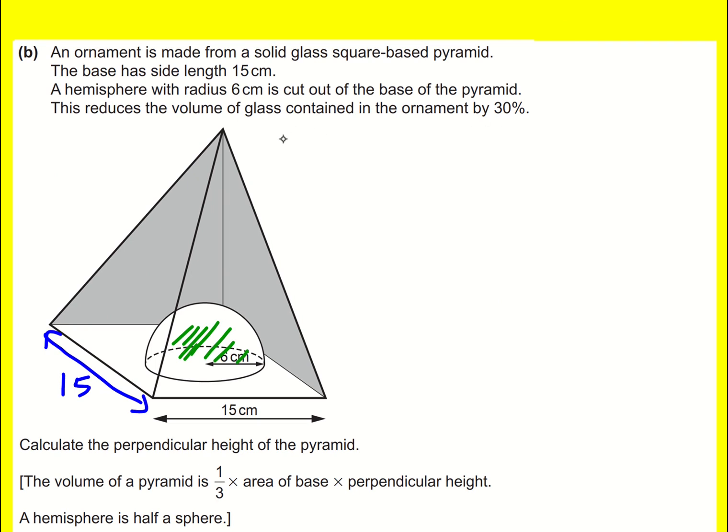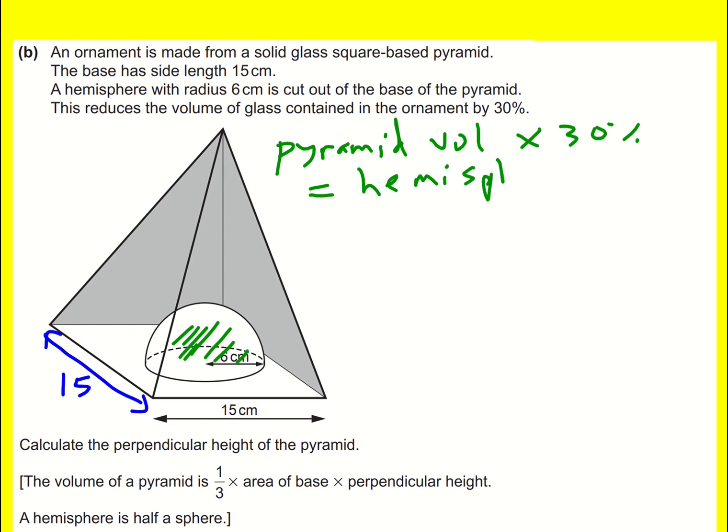So that's telling me that the pyramid volume times 30% equals the hemisphere volume. That's what that sentence is saying. And then we're asked to find the perpendicular height of the pyramid. So that's this H here.